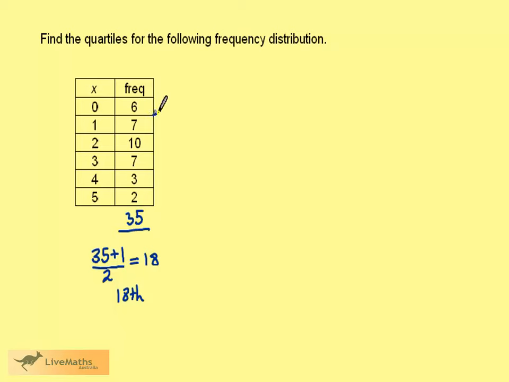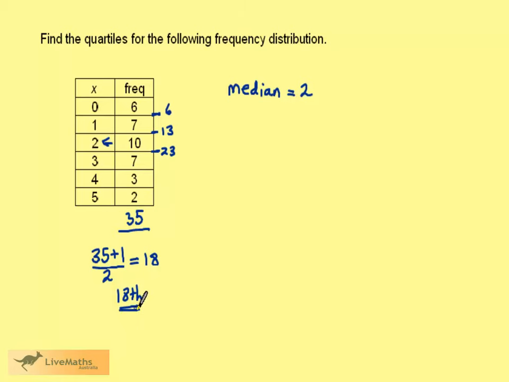The table starts with 6 zeros. We then have 7 ones, so there's 13 pieces of data up until the end of the ones. We then have 10 twos, so we have 23 pieces of data up to the end of the twos. It follows that the 18th piece of data is a 2, and therefore the median for this group of data is 2.